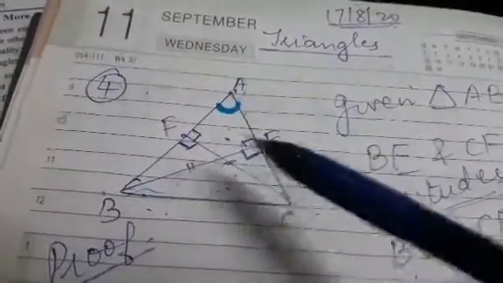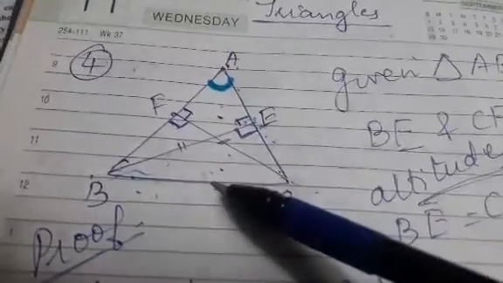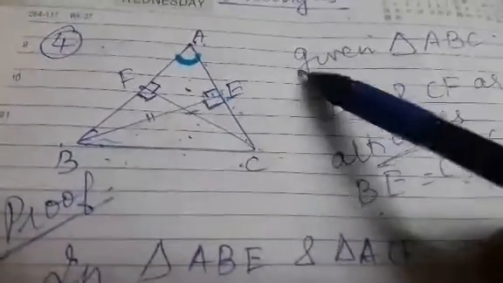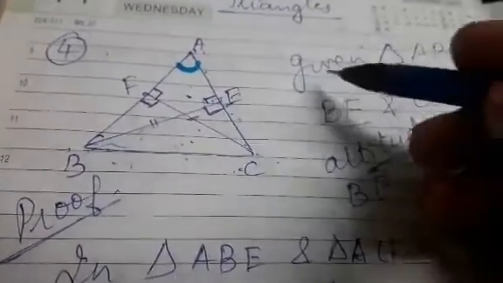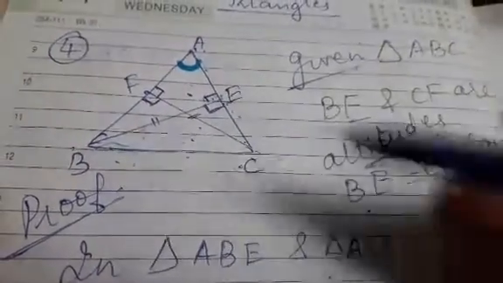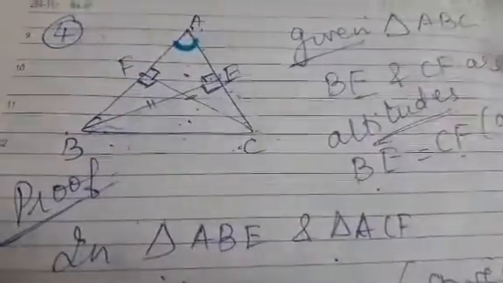Okay, so this completes your proof. The two triangles ABE and ACF are proved to be congruent by AAS. First write what is given, then write what is to be proved, and then start with the proof. So this is how you should write your solution. Okay, so this is question number 4.